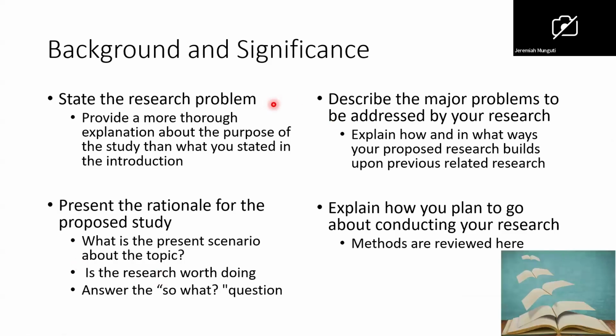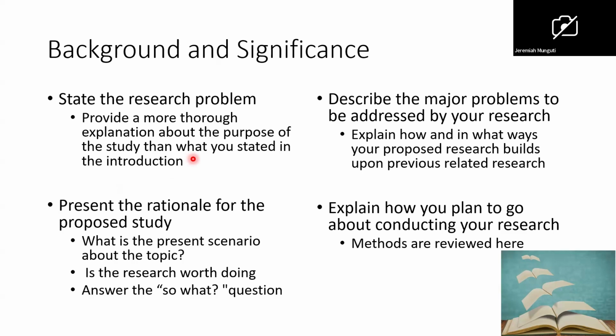Then there's the background and significance section of the research proposal. And this we find mainly in, especially, the new guidelines for UN have this. Traditionally, they were not there. International colleges have this, where the background and significance comes first. But what are you saying? You are restating the research problem, where you are providing a thorough explanation about the purpose of this study. Why do you need to do this study that you've stated in the introduction?